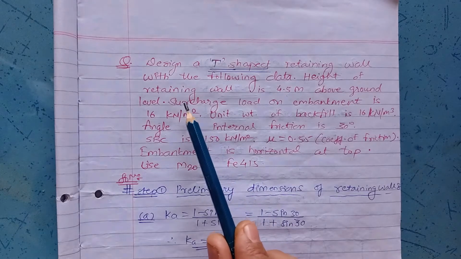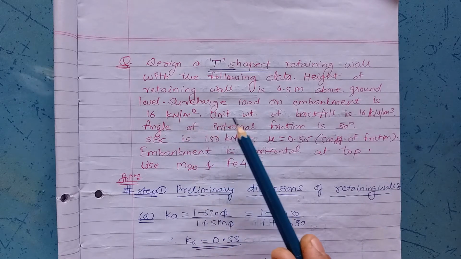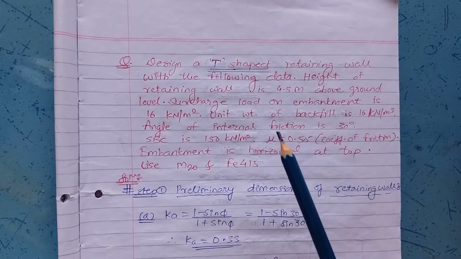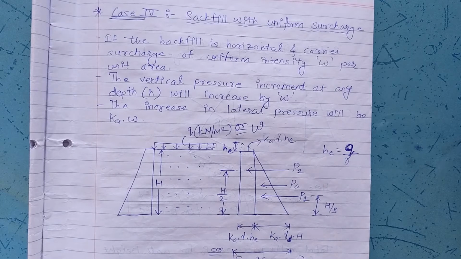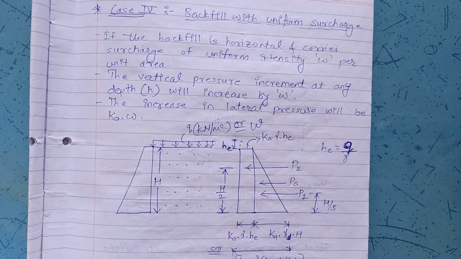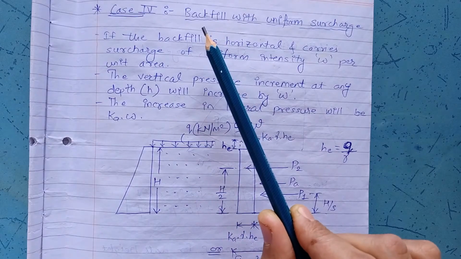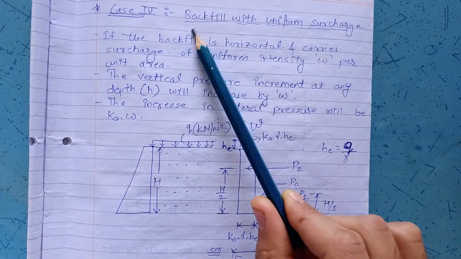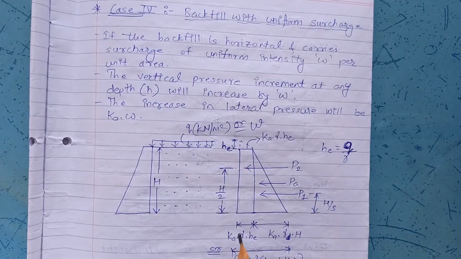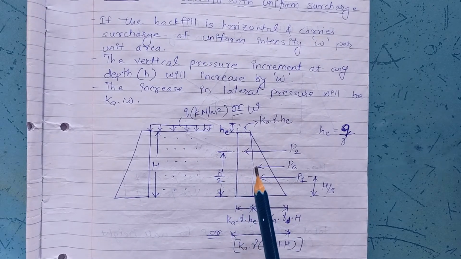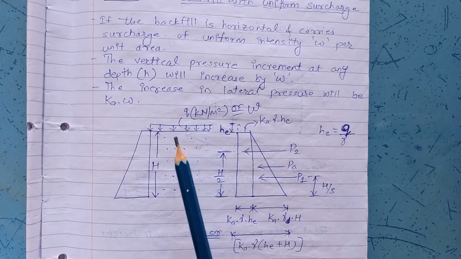Now here you can see the surcharge load on the embankment is 16 kN per meter square and backfill of unit weight 16 kN per meter cube is given here. Now this is our case. If you are remembering, or you can go through the previous videos, the link for the same is provided in the description box. Our problem is to design the T-shape retaining wall with backfill with uniform surcharge. And this pressure diagram we are supposed to use, where UDL is acting over the backfill and this UDL is nothing but the surcharge load.